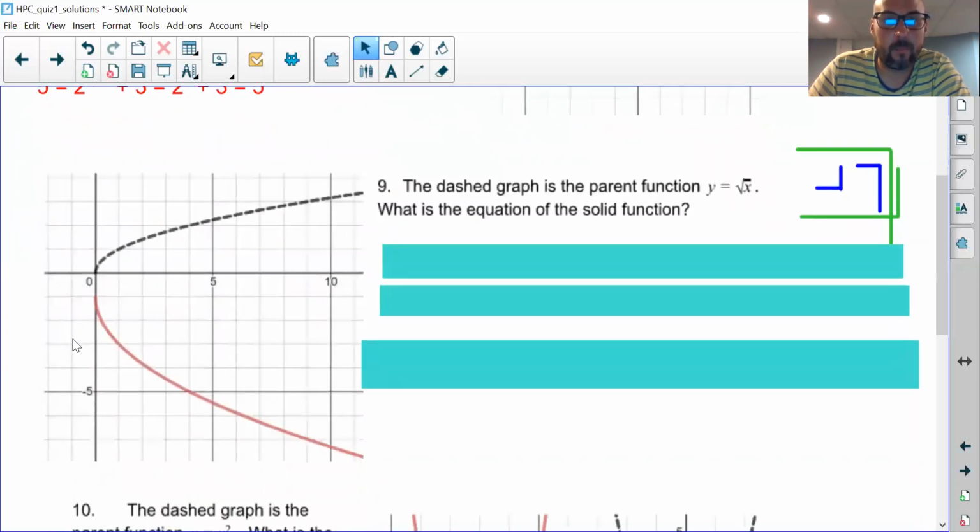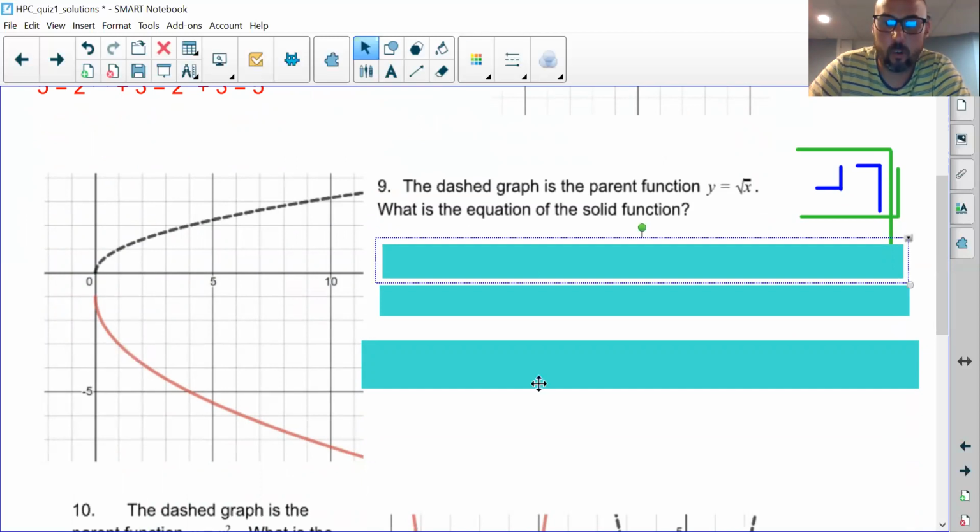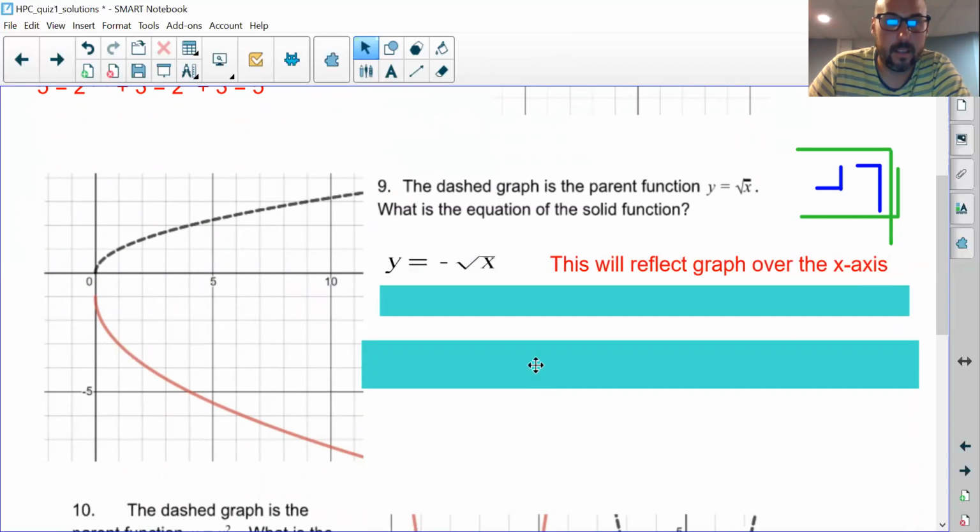2 more just like that. Number 9, the dashed function and the red function. First thing I noticed was that the red function is flipped upside down. So that's a reflection over the x-axis. So all the y values got multiplied by negative. So I put a negative right there.